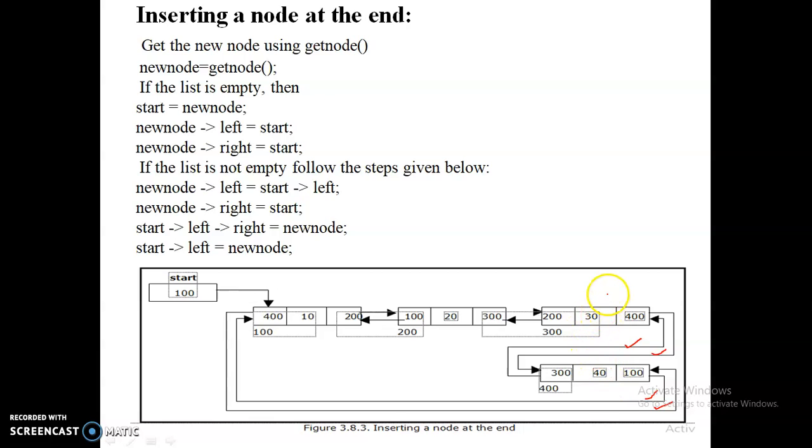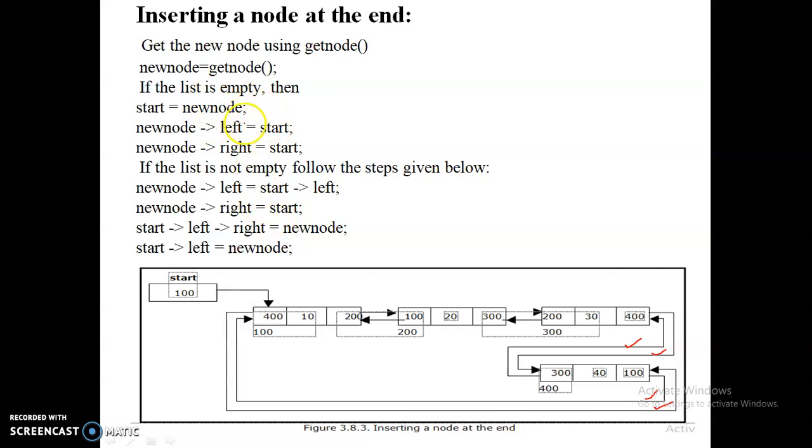So this is our last node. Last node right is our new node, and new node previous is our last node. At the same time, new node right is our start node, and start node previous is our new node. These 4 assignments are to be done. So for that we are making all these changes, the 4 changes.